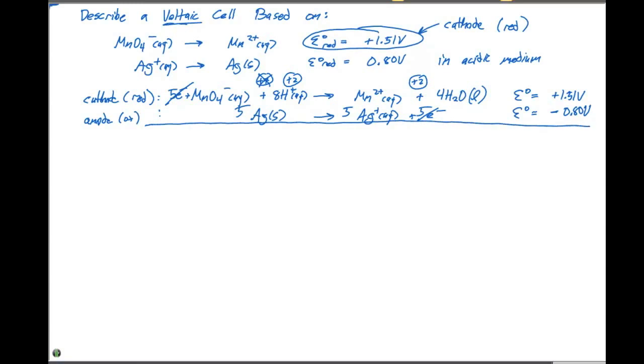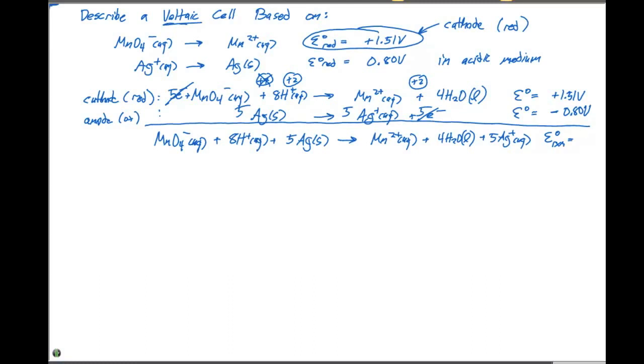And our overall reaction now is going to be MnO4 minus in aqueous solution plus 8H plus in aqueous solution plus 5 silver solids, giving us Mn2 plus in aqueous solution plus 4 waters as a pure liquid plus 5 silver plus ions in aqueous solution. And our overall standard cell potential for this reaction is going to equal positive 0.76 volts.